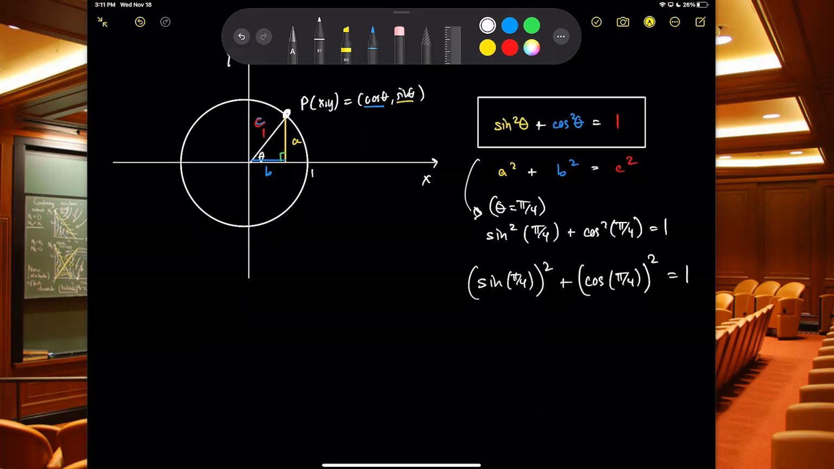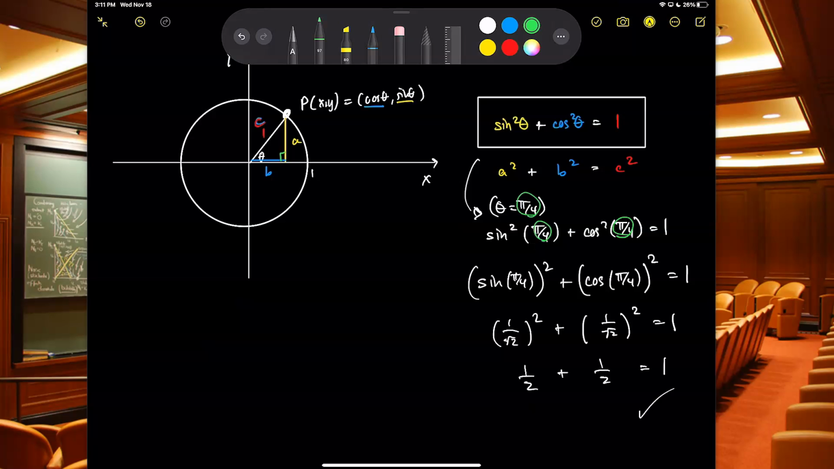We know that sine of pi over 4 is 1 over radical 2. We know that cosine of pi over 4 is 1 over radical 2. So 1 over radical 2 squared is a half, plus a half equals 1. So it works, and again, you can use this for any angle theta.